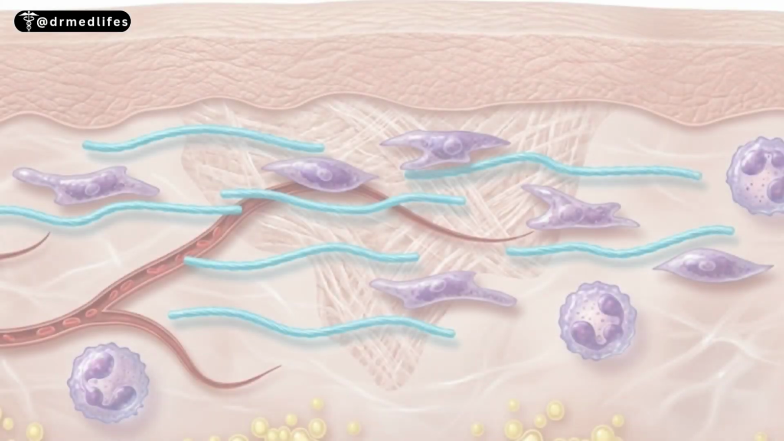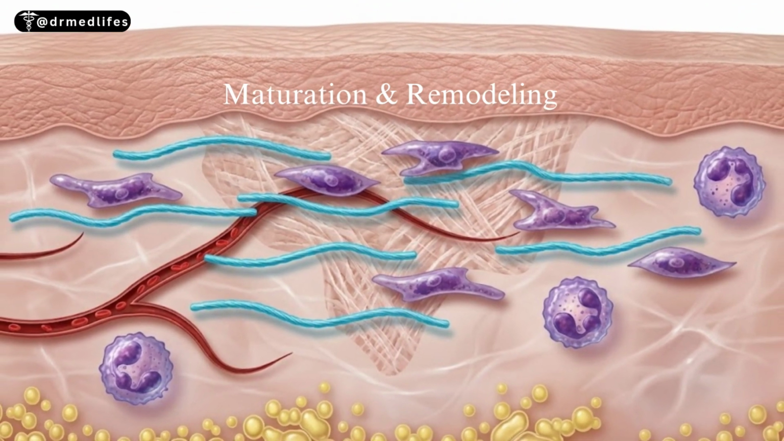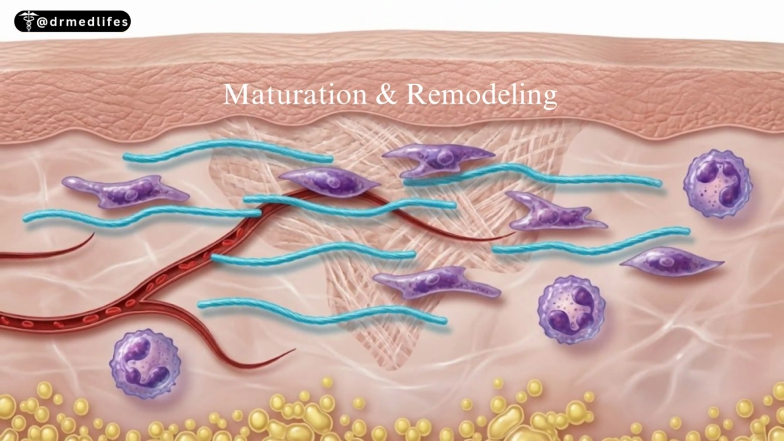The final stage is maturation and remodeling. Collagen fibers reorganize and strengthen over time. The tissue gradually gains strength but may not reach the full strength of normal skin.